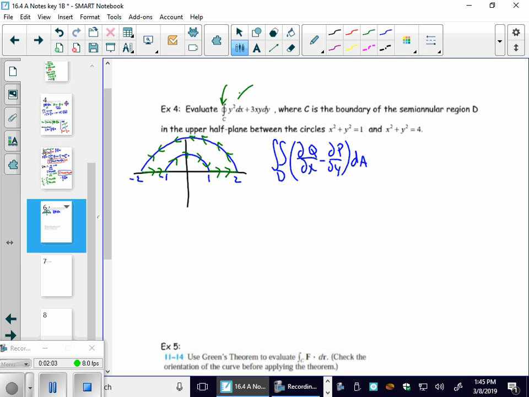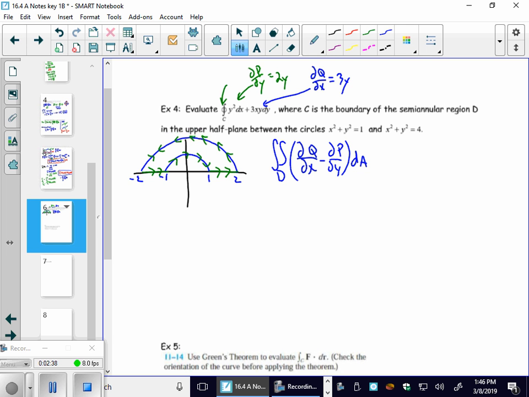and from here, dQ/dx, so the derivative of that thing with respect to x, I'm sorry, that's dP/dy, I apologize. dP/dy, because that's P, is going to be 2y, and then here we'll get dQ/dx, and that's with respect to x, so that's going to be 3y.